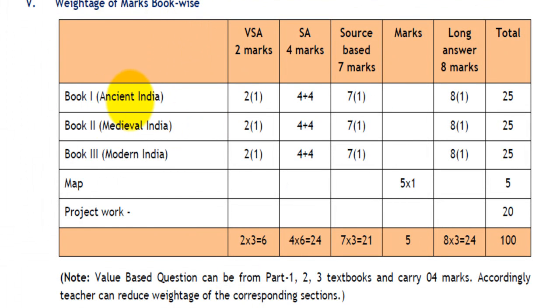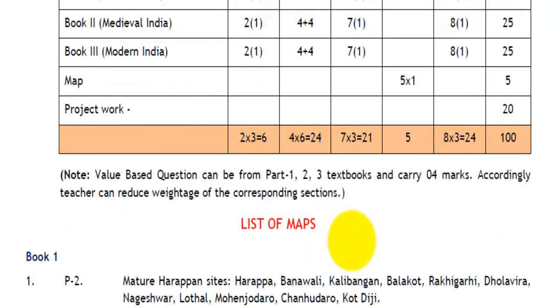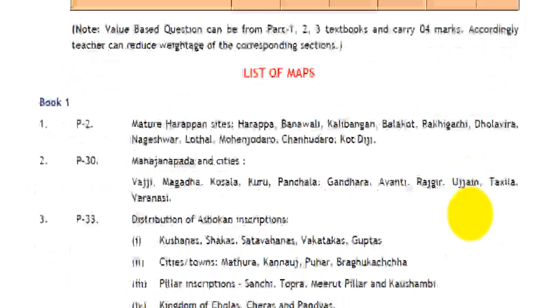Book 1, based on ancient India, has a total of 25 marks weightage. Book 2, of medieval India, also has a total weightage of 25 marks. Book 3, based on modern India, also has a weightage of 25 marks. The map has a weightage of 5 marks and the project work has a weightage of 20 marks, totaling to 100 marks in all. Here is important information. The value based question can be from either of the parts, either of the textbooks, and will carry 4 marks.